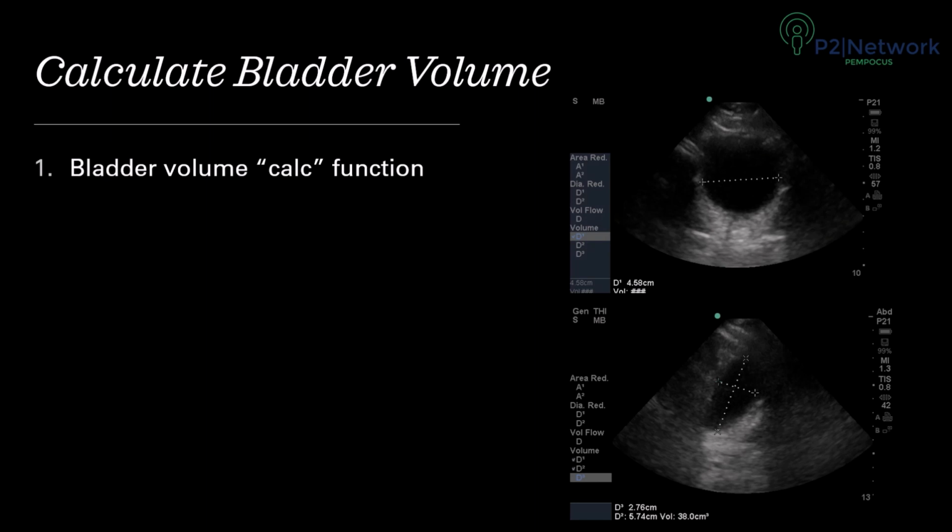Several different coefficients are used in the radiology literature based on whether the bladder is ellipsoid or trapezoidal or cuboid. But for the sake of simplicity, a standard coefficient of 0.7 can be used to get a fairly accurate bladder volume estimate for most patients. So you'll do width times height times depth times 0.7. These measurements will typically be far more accurate than bladder scanners, especially at small volumes.